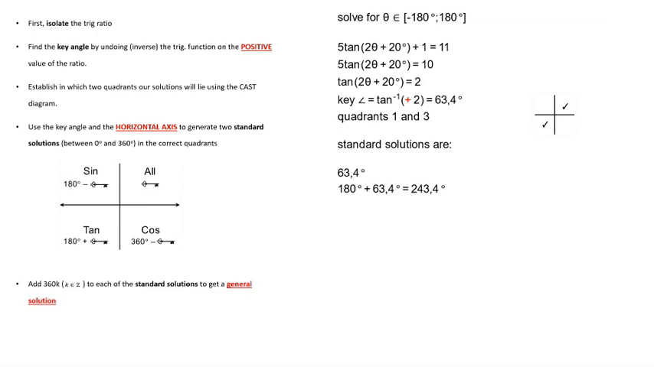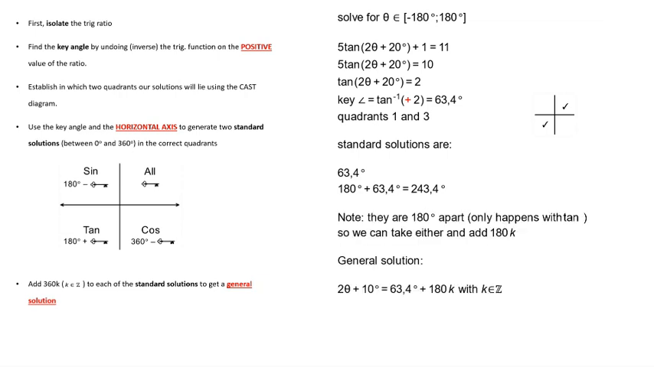Now, next up, we normally add 360k to each of the standard solutions to get a general solution. But with tan, the solutions will always be 180 degrees apart. They'll either be in quadrant 1 and 3, as they are here, or 2 and 4 if tan was negative. So what we're going to do is just take one of our standard solutions and add 180k. It just saves us a little bit of time. We don't need to have both.